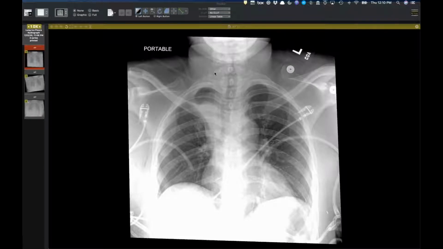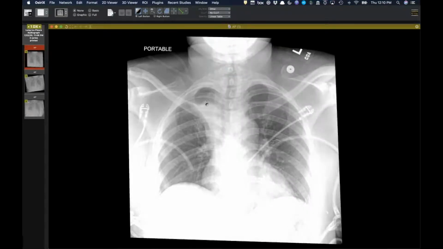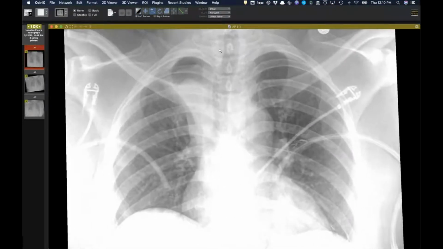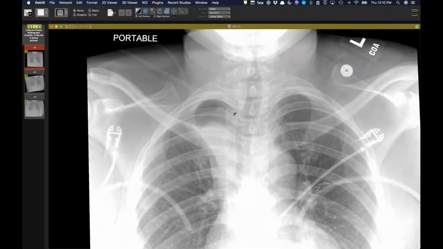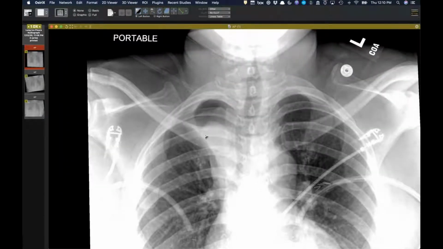Here's a nice one that came up the other day, and I know that this has been shown before. I think it's important to revisit it whenever we can, especially in this context. The history is rule out pneumothorax. You can see there's bilateral superficial drains. This patient had undergone bilateral mastectomy, and there is a small right apical pneumothorax, but of course you can see how it's confined to the right upper lobe, which is collapsed. And so you can see the line right there.